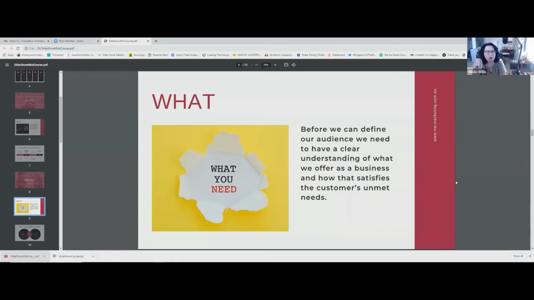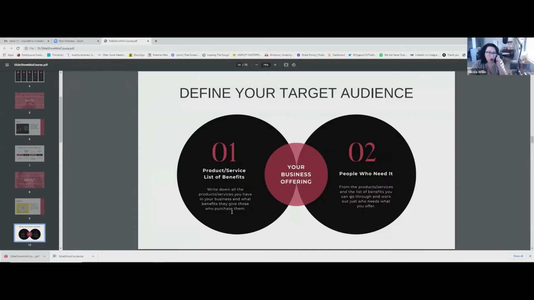So when we're trying to hit a customer's unmet need, we need to do the work involved in finding what it is we offer and how and who that can impact. Now, your what is going to be a mixture of your product or service and the list of benefits that provides, and people who need it.